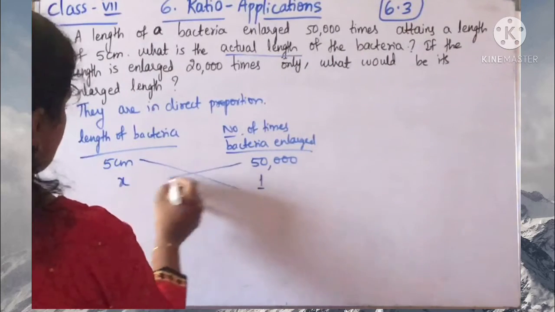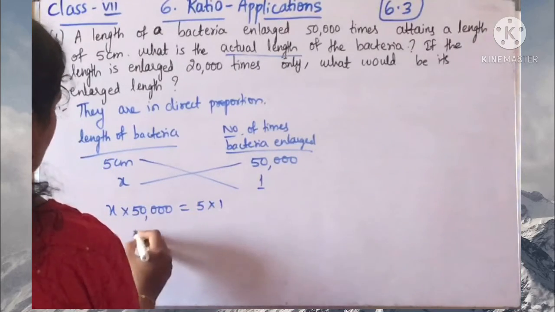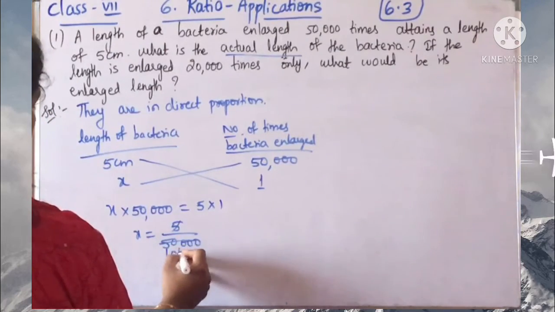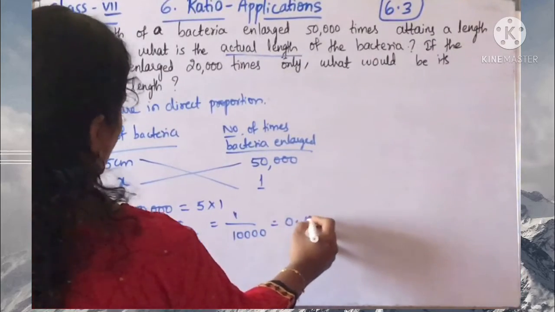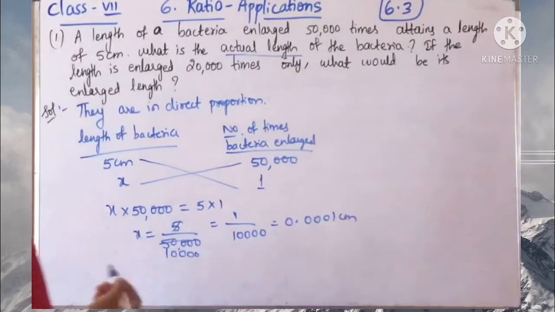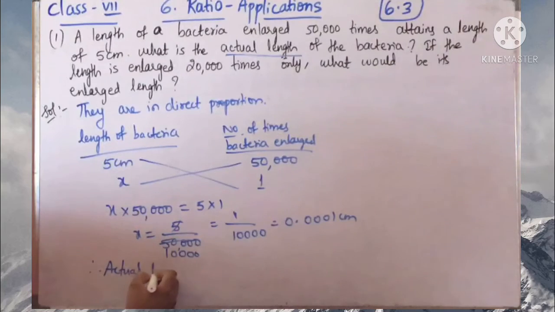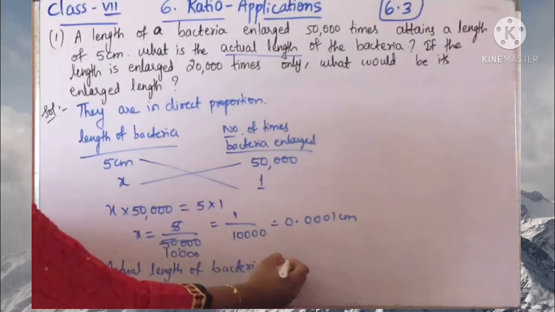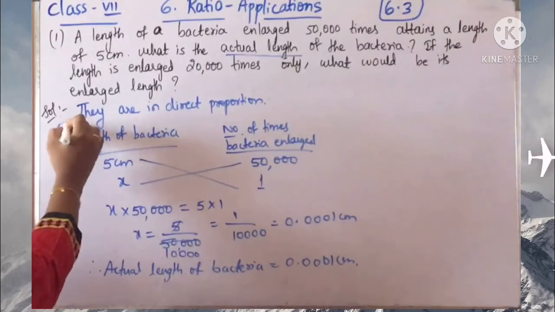Then do cross multiplication. So x into 50,000 equals 5 into 1. So what is x here? 5 by 50,000. When we cancel the 5, you will get 1 by 10,000. This is nothing but 0.0001 centimeters. And you know the length of bacteria is very small; we can't see it with our naked eye. So the actual length of bacteria is 0.0001 centimeters. This is the first part of the question, children.